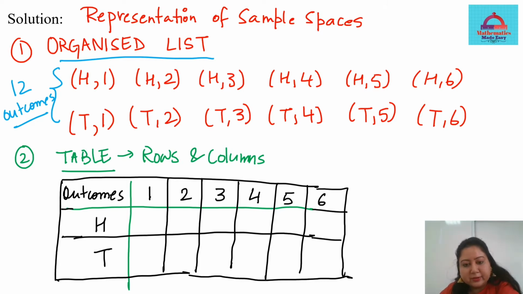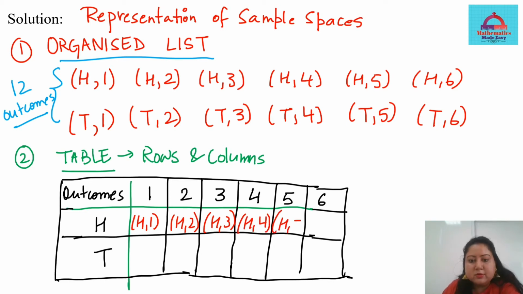Now let's write the entries of the table in between. I'll go with red again. Head with 1: you take the combination of the row and the column, so that's the first entry. Head with the second number, H2, H3. You're taking the row first and then the number from the column. This is another, much more organized way in which you are putting the outcomes, or the sample space, in the table. Now comes the second row.